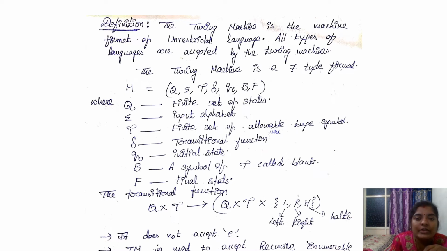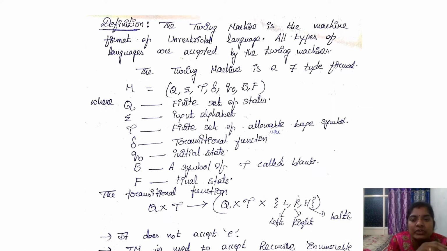Coming to the mathematical explanation of that particular Turing machine, it is basically a 7-tuple format. So what are the 7 tuples for that particular machine? That machine can be represented as M. The first one is Q, next sigma, next tau, del, Q naught, and next one is B. And the last, 7th tuple is F.